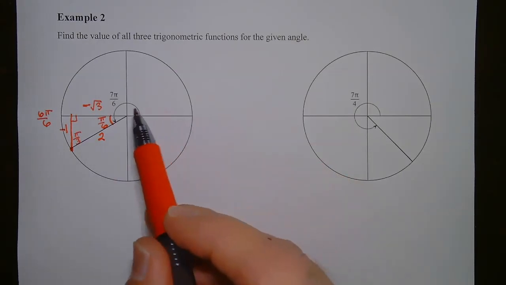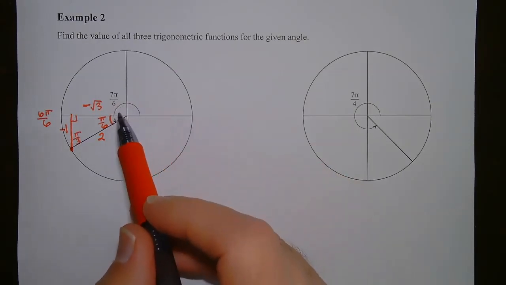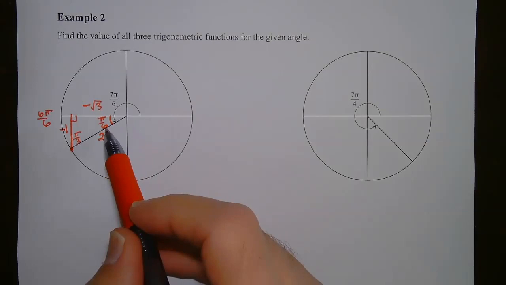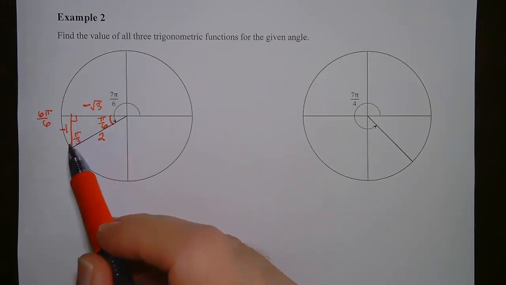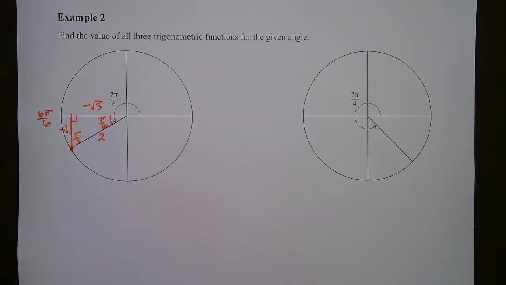So given the angle of rotation, that gets me the reference angle. The reference angle gets me the special right triangle. The special right triangle gets me the three sides that I need. All right, and we're ready to do this.